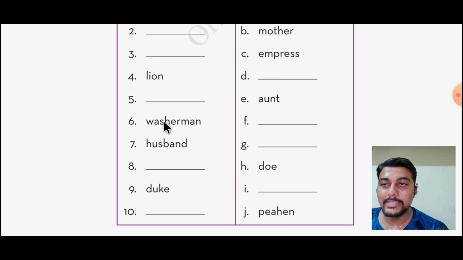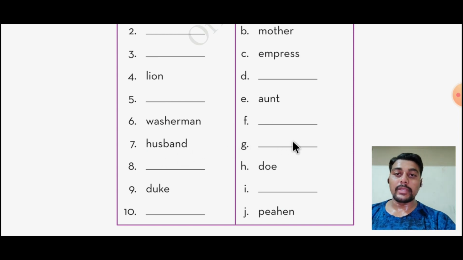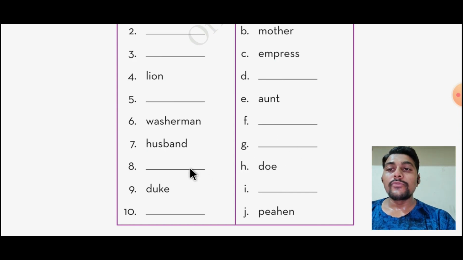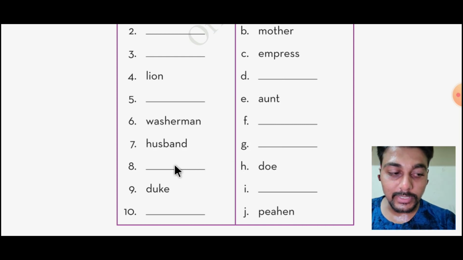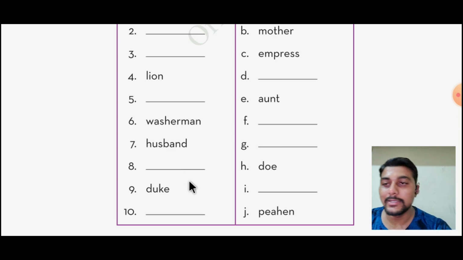Then number 6 is, if the noun in masculine gender is washerman, what should be the feminine one? Yes, washerwoman. Washerman, washerwoman, it's a compound noun. Then for the 7th one, if the masculine noun is husband, what would be the feminine noun of husband? Yes, it will become wife. Then for the 8th one, we have already seen this in the previous exercise. The feminine noun is doe. What should be the masculine noun? Yes, buck. Buck is the answer.